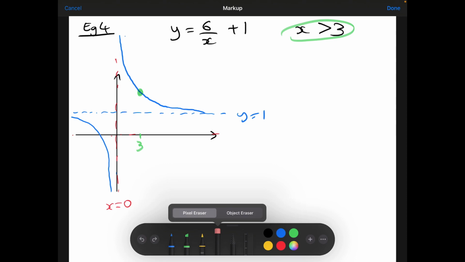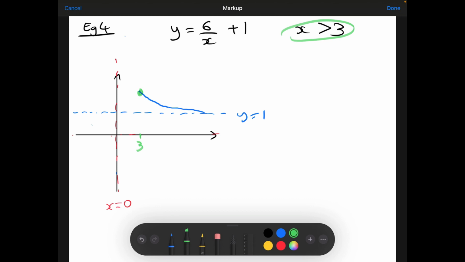So to help me out, I'm going to just erase all of this part of the graph that I'm not interested in, and I'm only interested in the y values here. The smallest that y can be, well, I see it's getting closer and closer and closer towards this asymptote of 1. So I'm going to say that f of x is going to be greater than 1. I know it can't equal 1 because it's the asymptote.